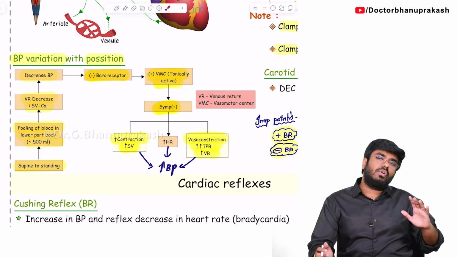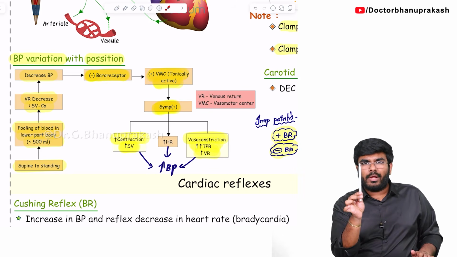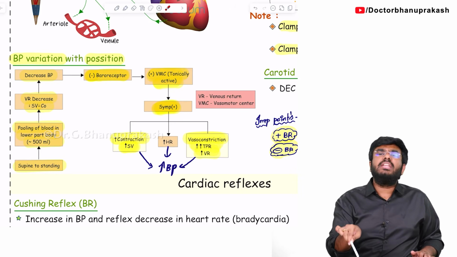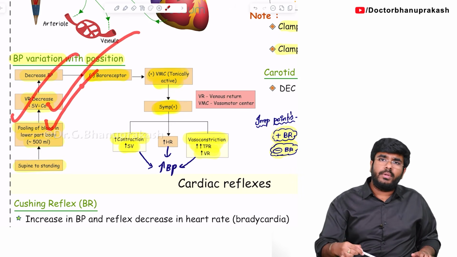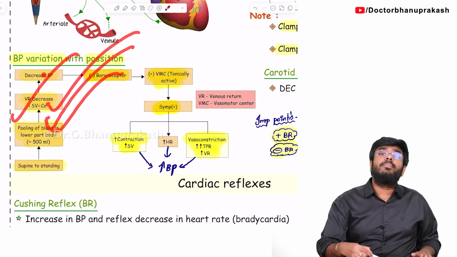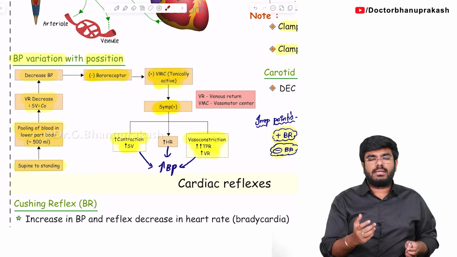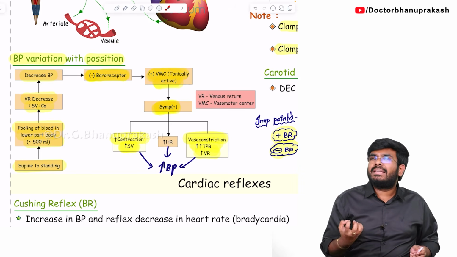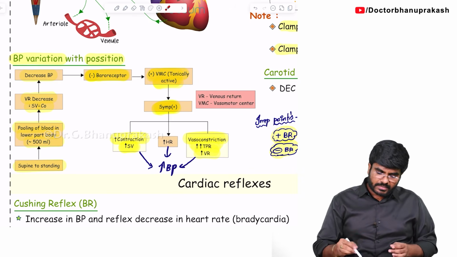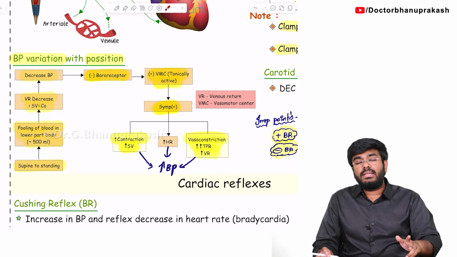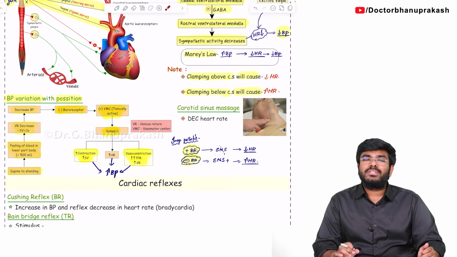So this is what they will ask in your exam. When you suddenly go from lying down position to standing position, what happened to the baroreceptors? Are they activated or inhibited? The baroreceptors are inhibited. Actually the venous return decreases, the cardiac output decreases, the stroke volume decreases, there is peripheral pooling of the blood, so baroreceptors are inhibited. Whenever the baroreceptors are inhibited, the sympathetic activity increases and BP increases back to normal. With a change in the position, the BP can actually change. So with this, we have completed the topic of the baroreceptor reflex.